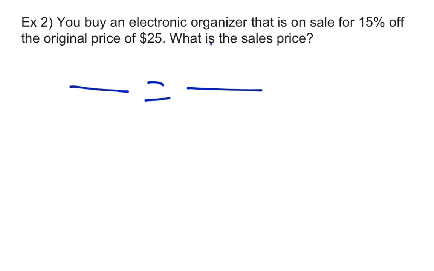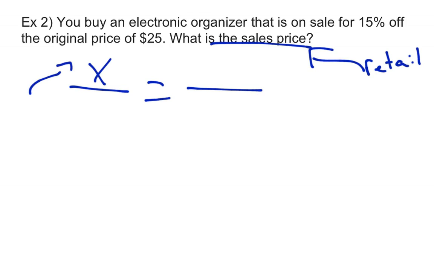It wants to know what is the sales price. Well, sales price is kind of like the retail price. It's saying after the discount, what's the new price? We're looking for the new amount, okay? Well, here it is. This is going to be my new amount, and that's going to go over the original price. The original price is $25.